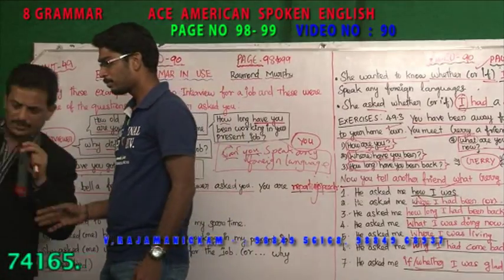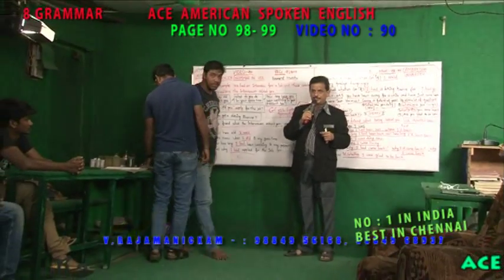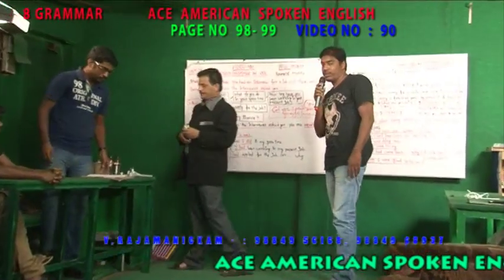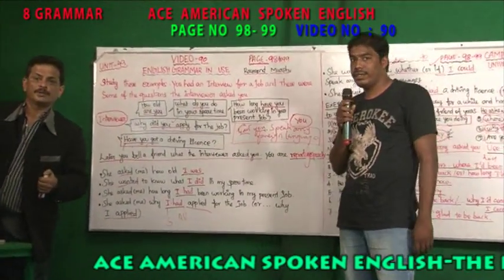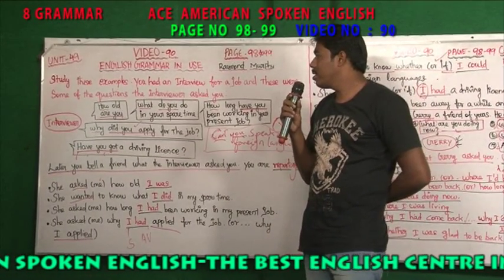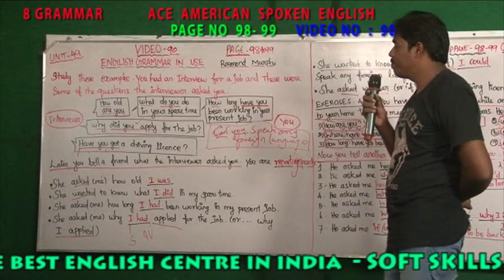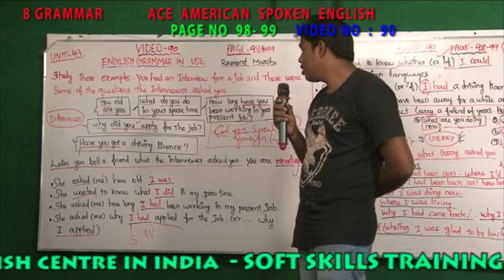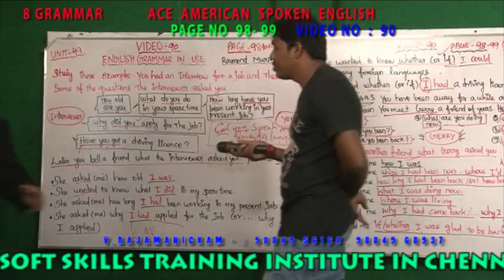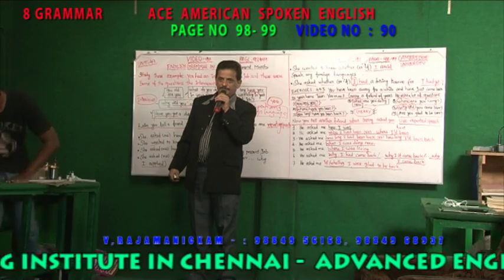Okay, I request you gentlemen to come forward. As he is a person who is going abroad, in short, could you tell what you are able to understand? Good morning to everyone. Here, direct speech to indirect speech. In direct speech, the pronoun comes after the verb. Okay, I request you gentlemen to come forward and tell in short. Come, make it fast.